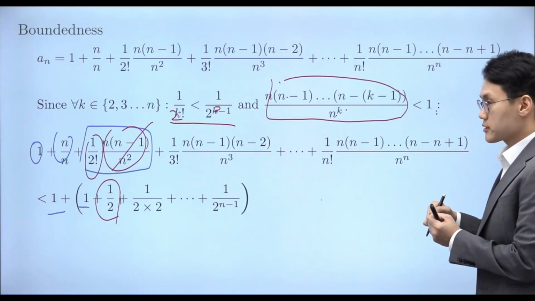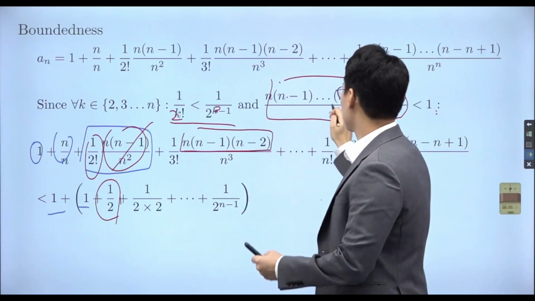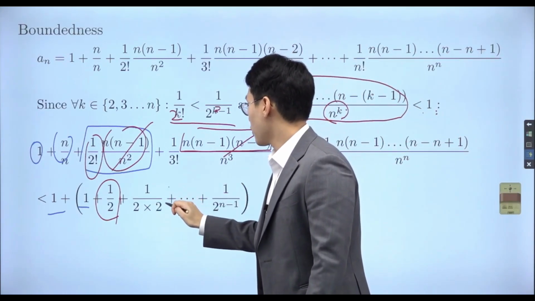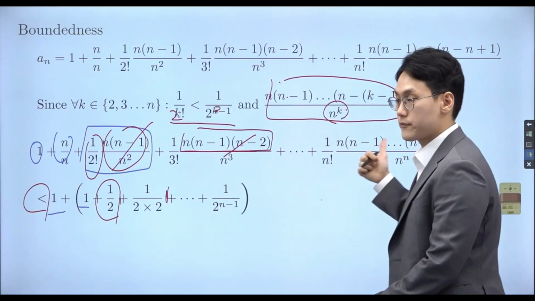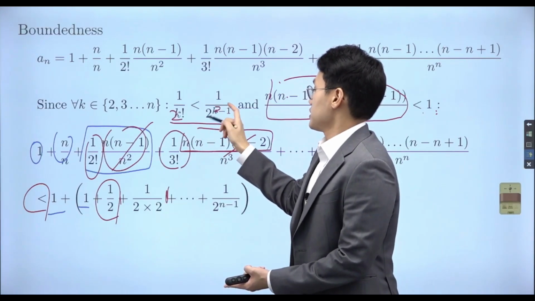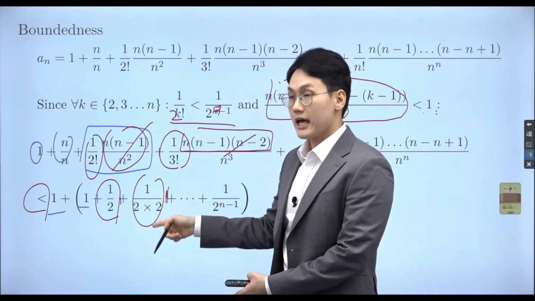Now let's move on to the next one. I got n times n minus 1 times n minus 2 divided by n to the power of 3, which should be less than 1. So I put the 1 in here as an upper bound. Remember, this is an upper bound. You see, I proved that inequality before. And then the 1 over 3 factorial will be replaced by 2 to the power of 3 minus 1, which will be 2 to the power of 2, which I have right here.